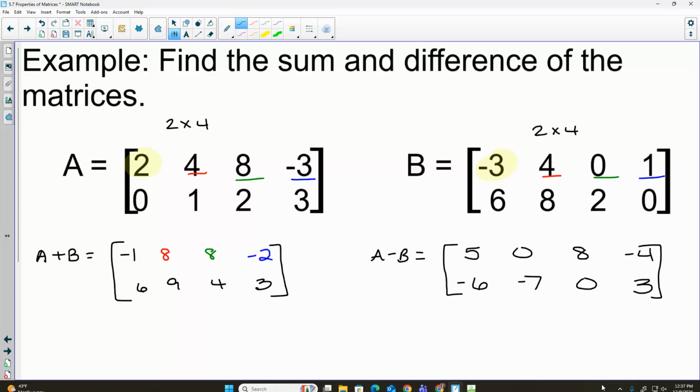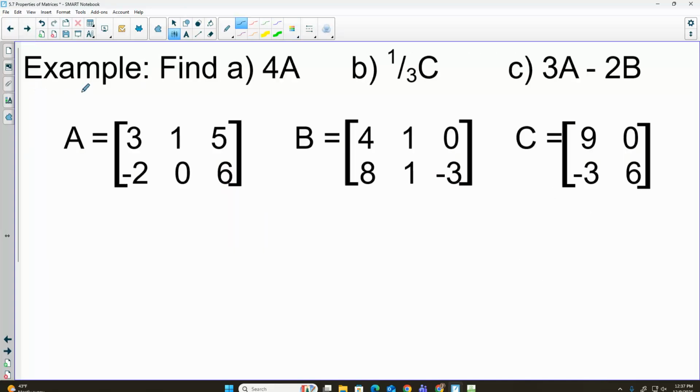We can also do combinations. We can do like multiples of a matrix. So let's take a look at what I mean by that. So I'm going to ask some questions involving these three matrices. Just for practice, what's the size of matrix A? 2 by 3. B? 2 by 3. C? 2 by 2. Good.